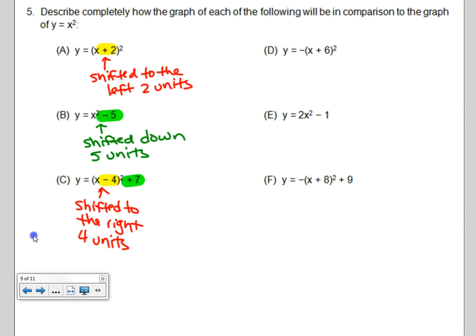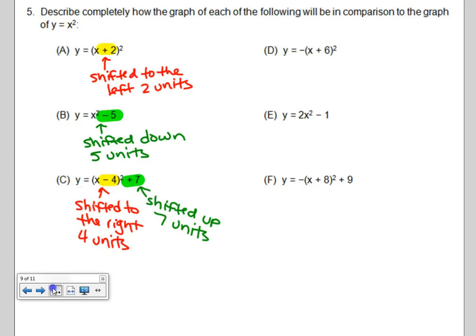And outside the parentheses, the +7, that means it got shifted up 7 units. So that means the graph started at 0, 0, but then moved to the right 4 units and up 7 units.